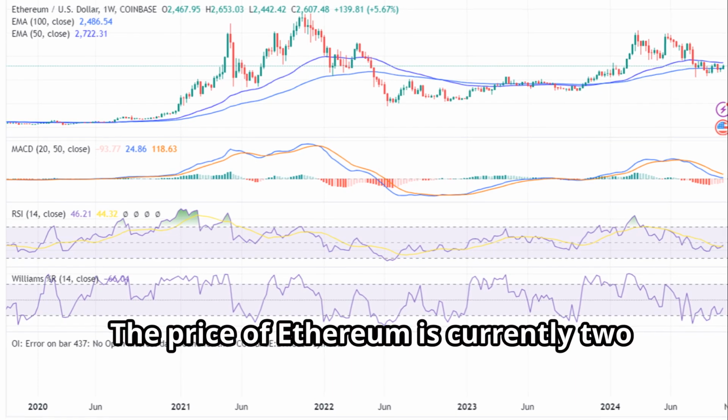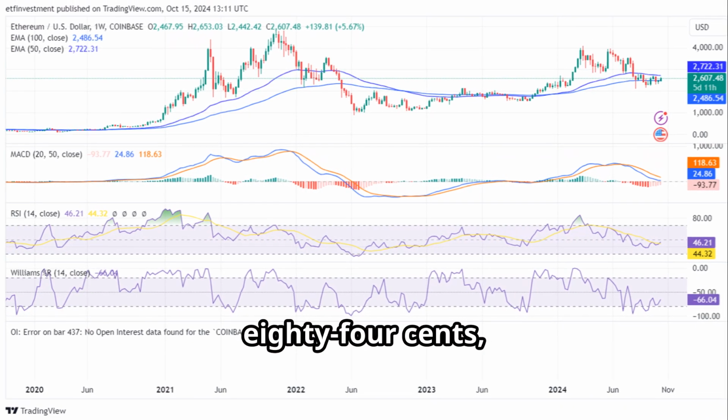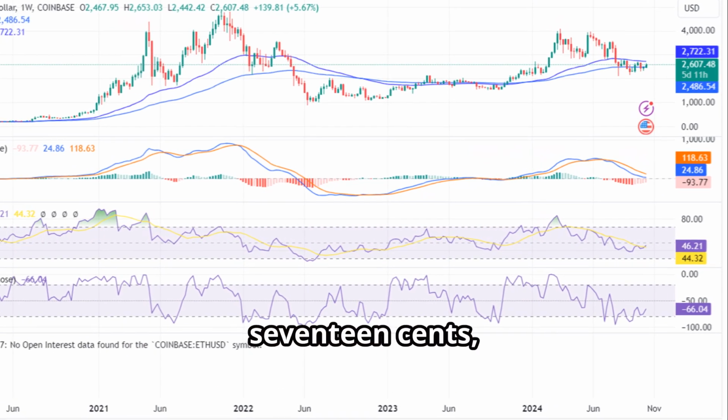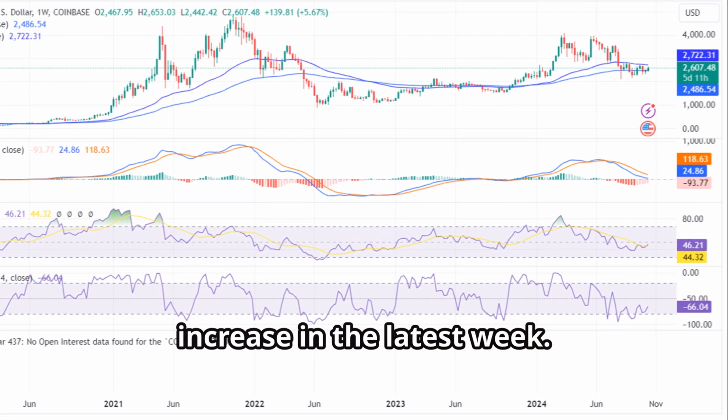The price of Ethereum is currently $2,603.84, up $136.17, which is a 5.52% increase in the latest week.